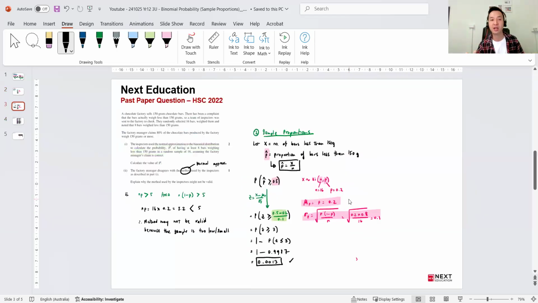Guys, hopefully that was illustrated for you. That was insightful in illustrating the difference between sample proportions and binomial theorem.